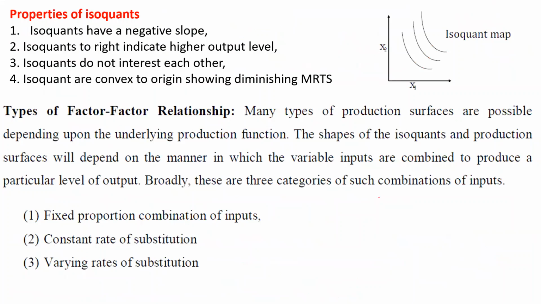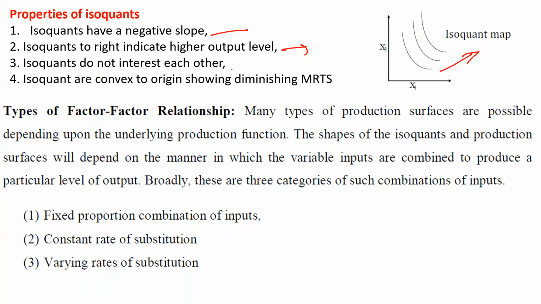Then properties of isoquant. As like indifference curve, isoquant also has same property. First property, it is negatively sloped. You can see here in the curve it is negatively sloped. It is decreasing from left to right. Isoquant to the right indicates higher level of output. That is, as we move farther away from the origin, it indicates higher level of output.